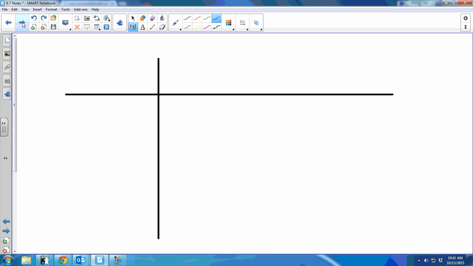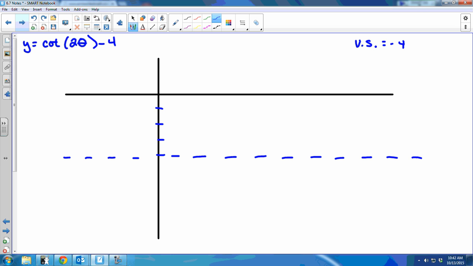On the second one, we have y equals cotangent of 2 theta minus 4. So this time, is there a vertical shift? Yes. Vertical shift of negative 4. So that means my midline isn't going to be at the horizontal x-axis. It's going to be at negative 4. Again, our book isn't going to change anything with the amplitude. So instead of going from negative 1 to 0 to 1, we'll go from negative 5 to negative 4 to negative 3. It's always just going to be plus or minus 1 for now.